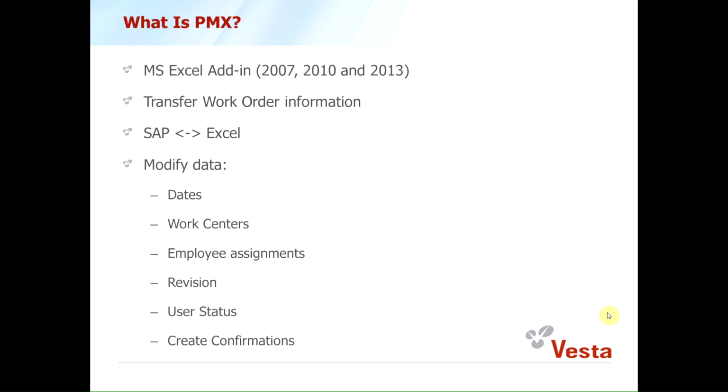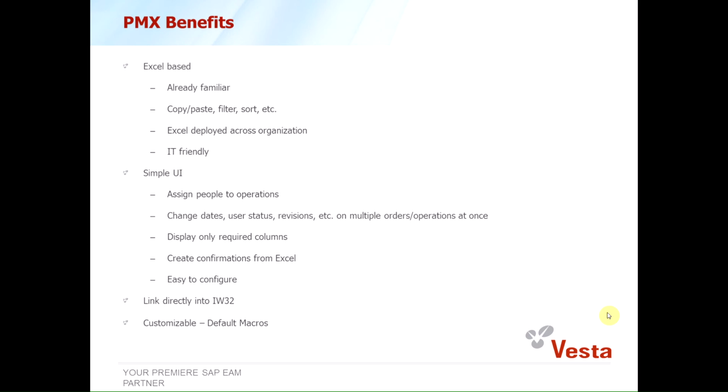So let's start off with what is PMX. It is a Microsoft Excel-based add-in that transfers work order and operation information out of SAP into Excel. It allows bi-directional communication, so you can make changes to dates and work centers, employee assignments, revisions. You can make changes to user statuses as well as other fields. We also allow you to create confirmations from Excel, and you can then send those back into SAP. We support Excel versions 2007, 2010, and 2013.